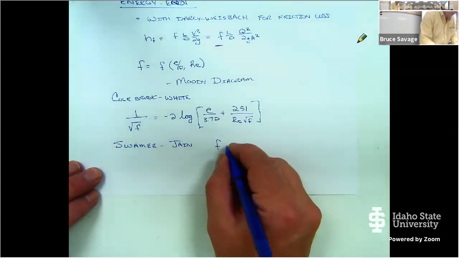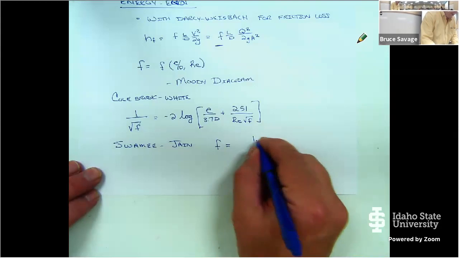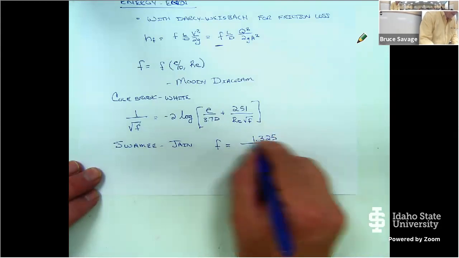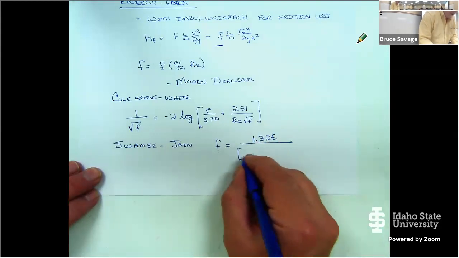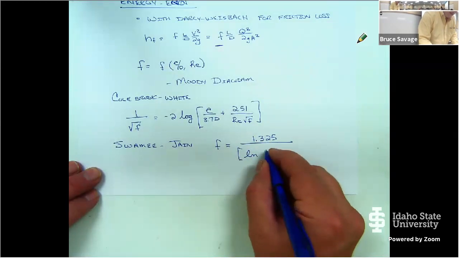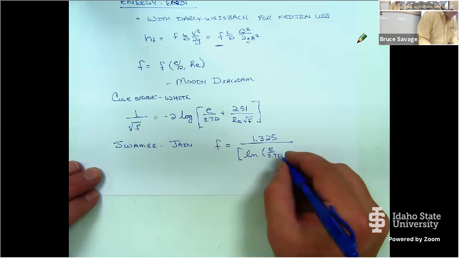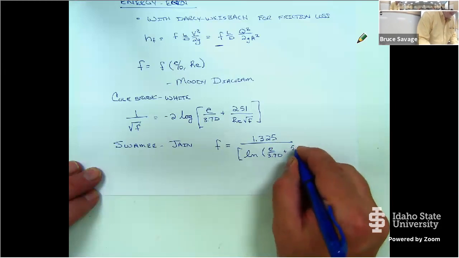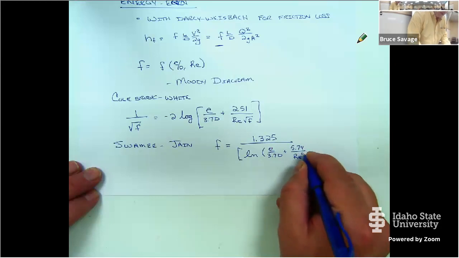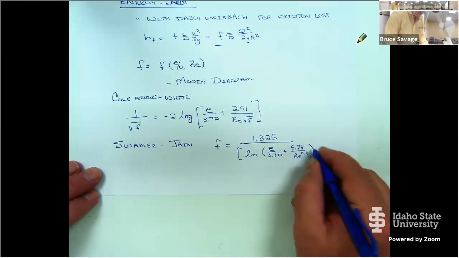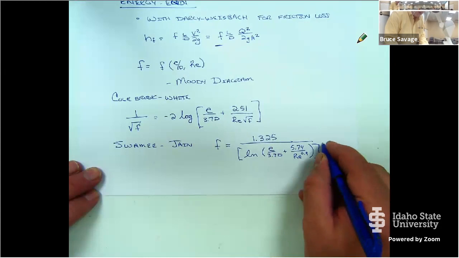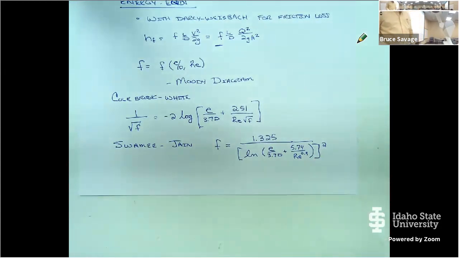There's two forms of it. So right here: F is equal to 1.325 divided by the quantity, the natural log of the quantity E over 3.7 times D plus 5.74 over the Reynolds number raised to the 0.9, end of quantity, squared. Okay.